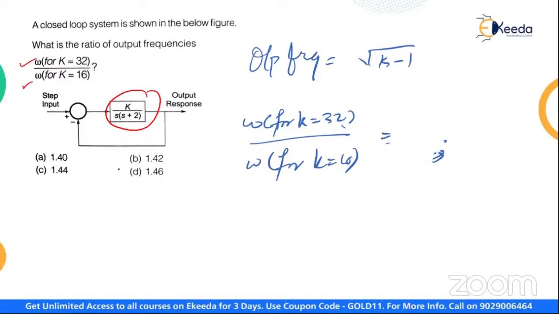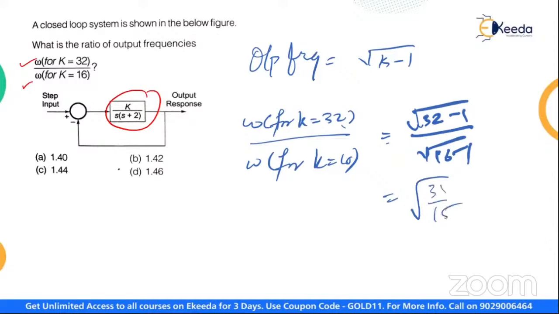Let me tell you that one more time. 32 minus 1 is 31, and here 16 minus 1 is 15. So under root of 31 by 15, which is equal to 1.437, which is 1.44. That's it. So your answer is nothing but 1.44. So answer is option C.